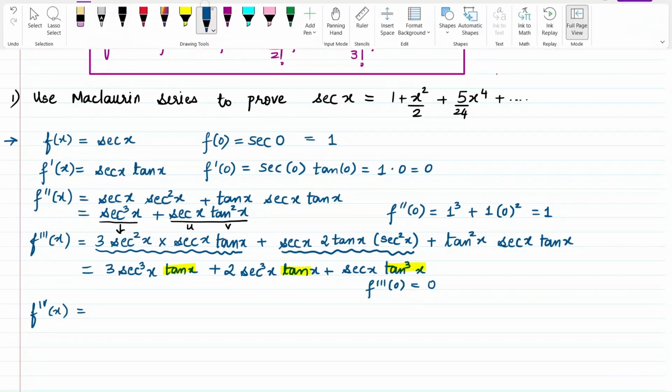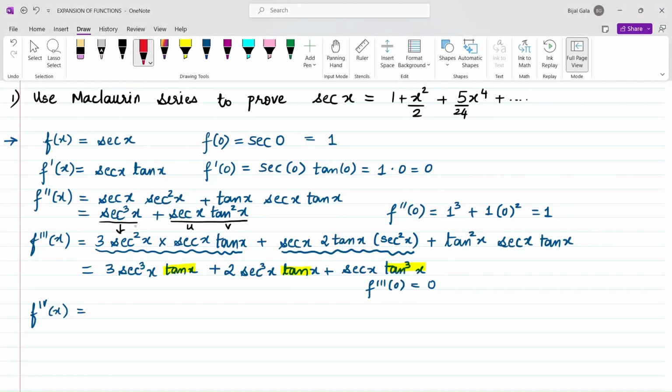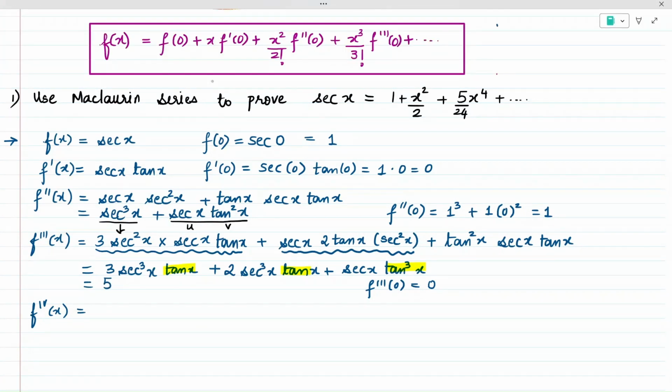Again, we'll have to apply UV rule. Okay, before going to the fourth derivative, I think I can simplify this a little more. I can write this as 5 sec cube x tan x. Observe this term and this term are exactly the like terms. दोनों में sec cube x tan x है, तो 3 plus 2 will give me 5 and the next term will remain the same. Sec x tan cube.